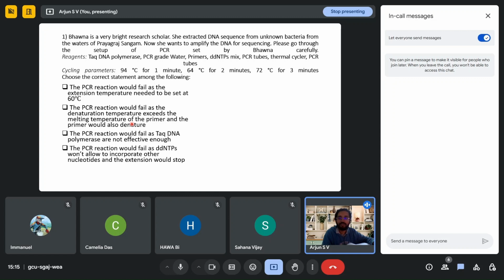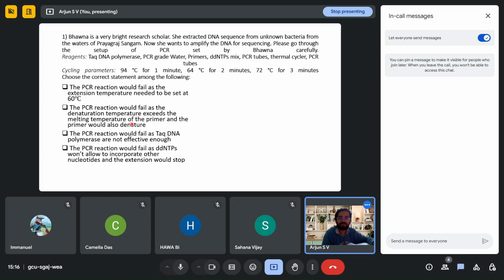The reagents used for PCR in this experiment are Taq DNA polymerase, PCR grade water, primers, dideoxynucleotide triphosphates, ddNTPs mix, PCR tubes, thermal cycler, PCR tubes. Yeah, PCR tubes is repeated twice, so it's okay. And cycling parameters are 94 degrees Celsius for 1 minute, 64 degrees Celsius for 2 minutes, and 72 degrees Celsius for 3 minutes. Choose the correct statement among the following.